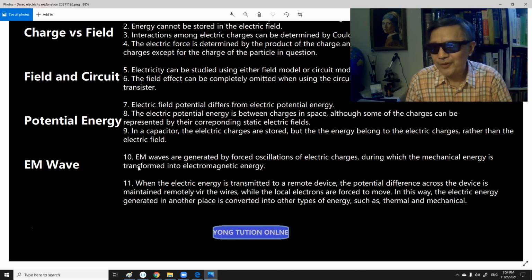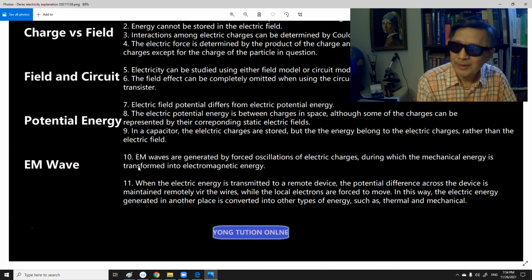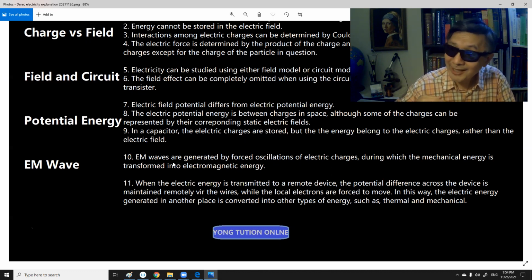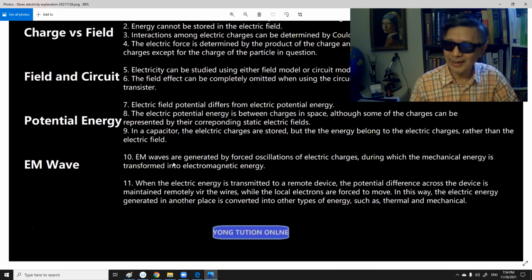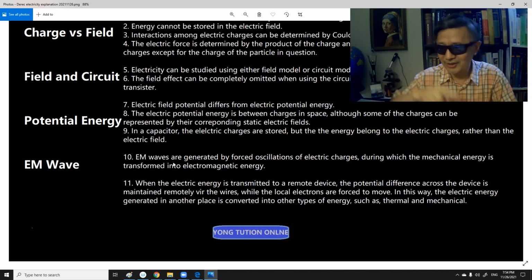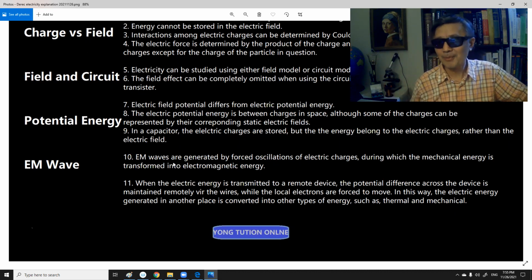The essential difference between electromagnetic waves and the cases we discussed, which involve only static electric and magnetic fields, is that electromagnetic waves are generated by forced oscillation of electrical charges. The energy from solar, nuclear, fuel or coal is transformed by a thermal engine into mechanical energy to rotate a turbine, so that you can force the charges to oscillate. Sorry, this is the generation of electricity.